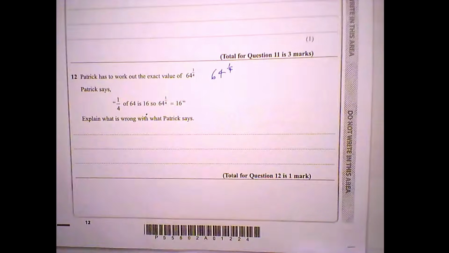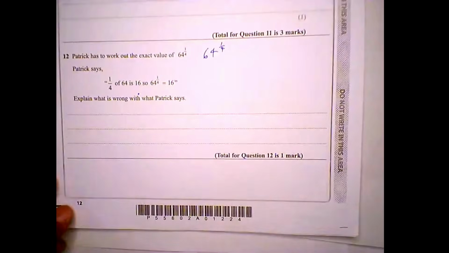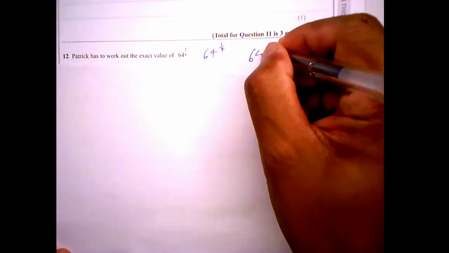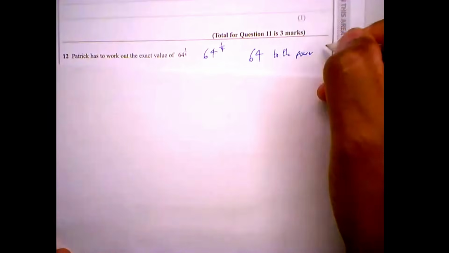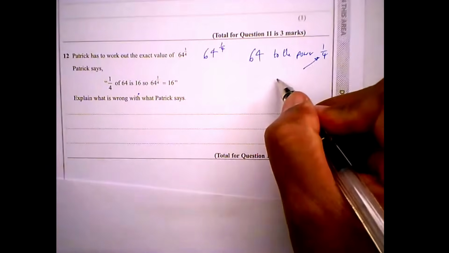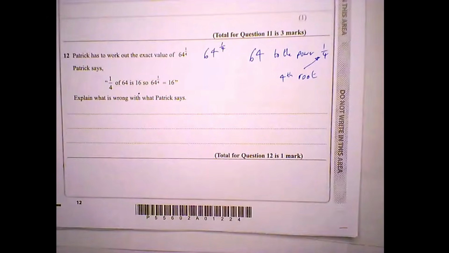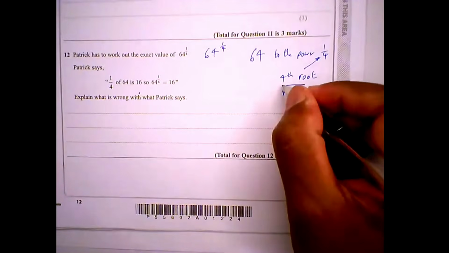Sometimes with these kinds of questions, it's easier to just completely ignore what's going on. And let's just look at the question. What is this? This is 64 to the power a quarter. Okay, so that means it's the fourth root. And now that we've done that, the fourth root is this, the fourth root.